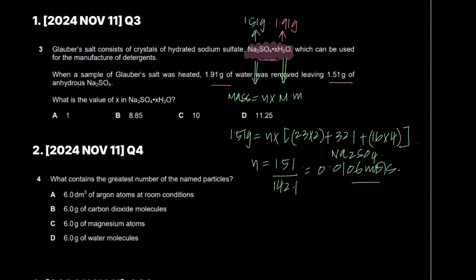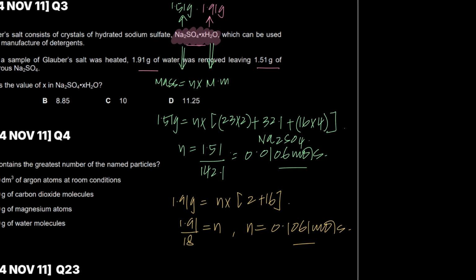How about the moles of water? Well, you have mass equals mole times molar mass. Mass of water is this much. Moles of water I need to calculate. Molar mass of water is what? It's 18. 2 plus 16, right? Hydrogen is 1, times it by 2. So 2 plus 16, 1.91 divided by 18 equals the moles of water. Moles of water, what do you get? 1.91 divided by 18 is 0.1061. So you have moles of water and you have moles of sodium sulfate.